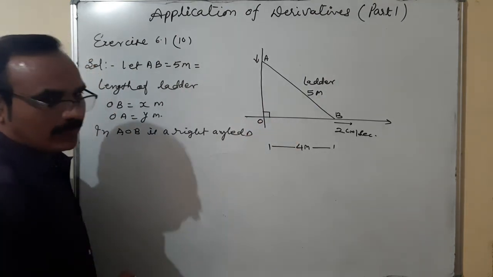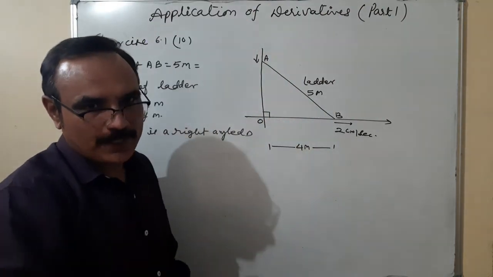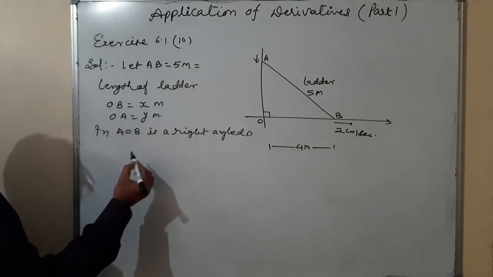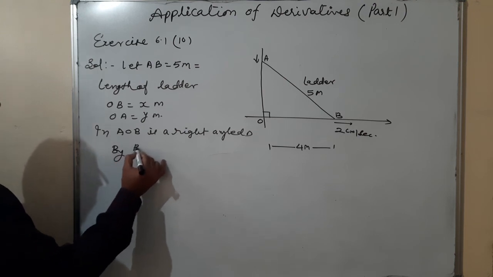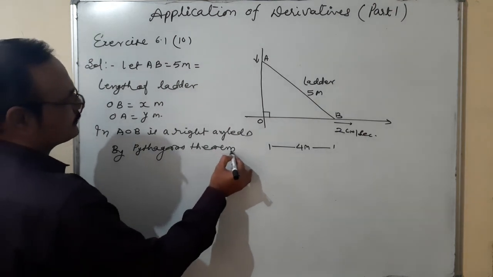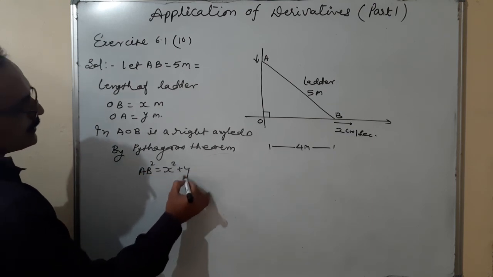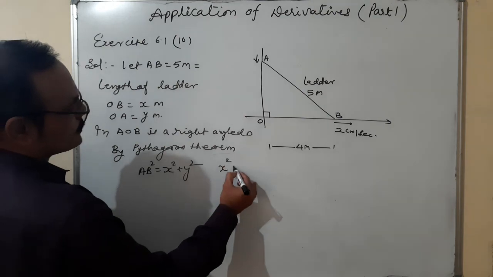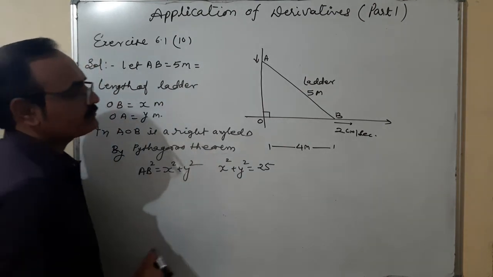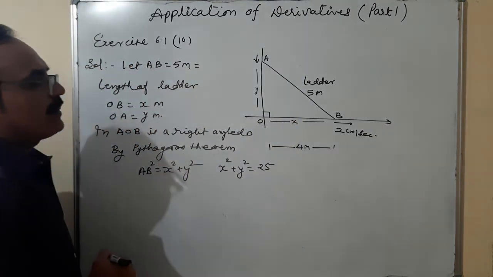Because whenever we take the condition of wall, plane and ground, the wall is always perpendicular to the plane. In triangle AOB, the triangle is a right angle triangle. By Pythagoras theorem, AB square is equal to x square plus y square. So x square plus y square is equal to AB square. What is AB? 5. So 25.